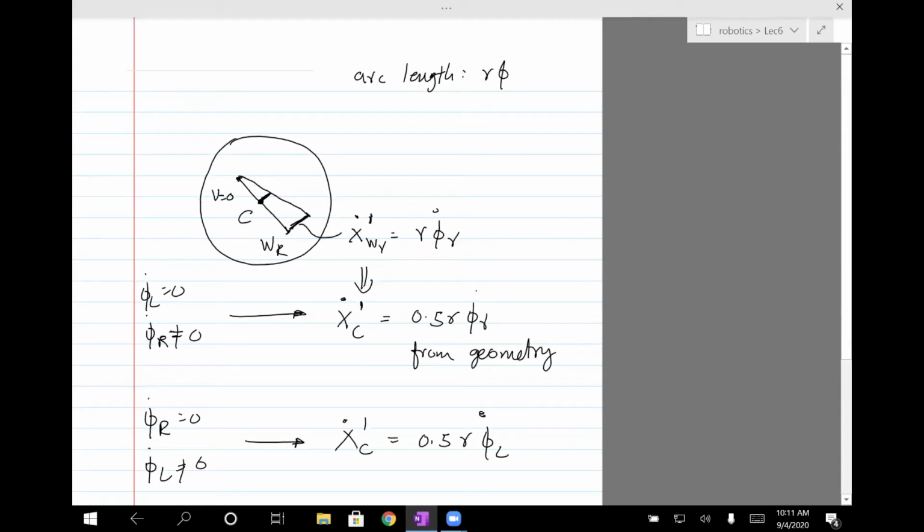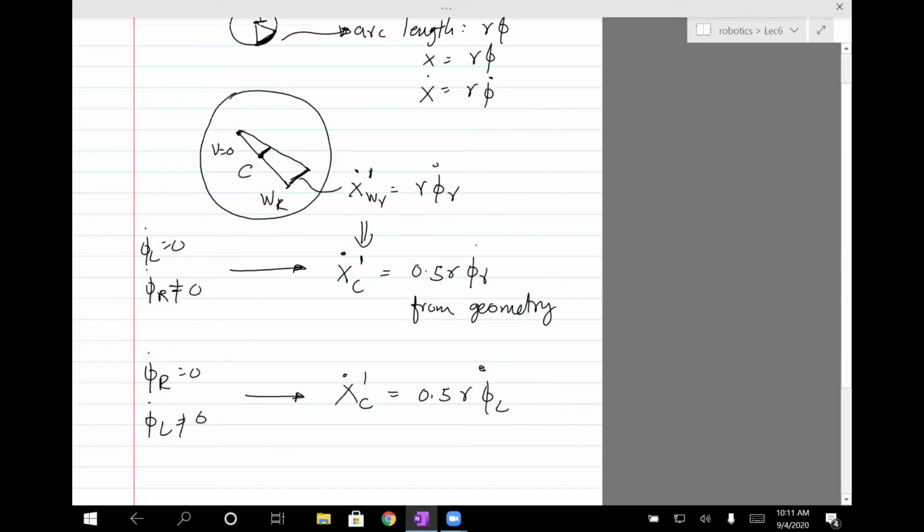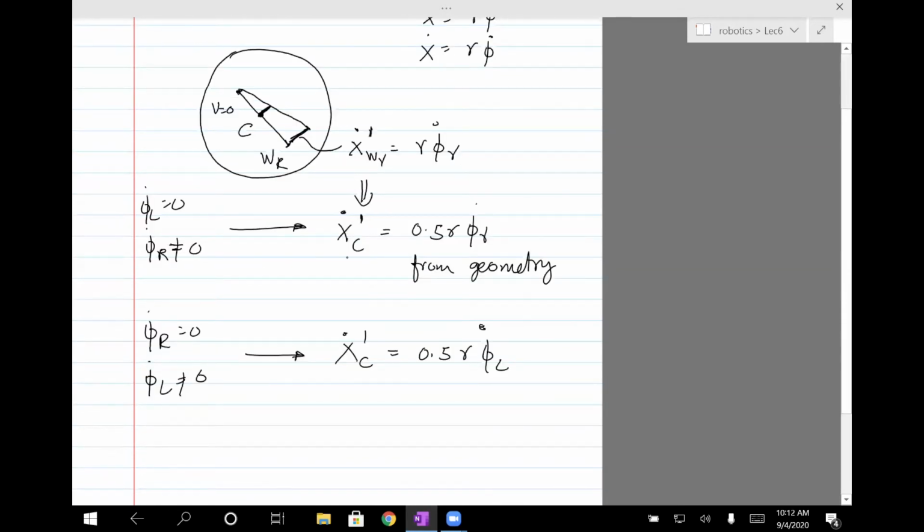Remember that arc length is nothing but this thing here, but it also happens to be the distance moved by the center, because if there's no slipping, then this distance, let's call that x, is also equal to the arc length. Then x dot, the distance moved by the center as a function of time, is x dot equals r phi dot. That just follows from taking the derivative. So we've derived an expression for x dot c.